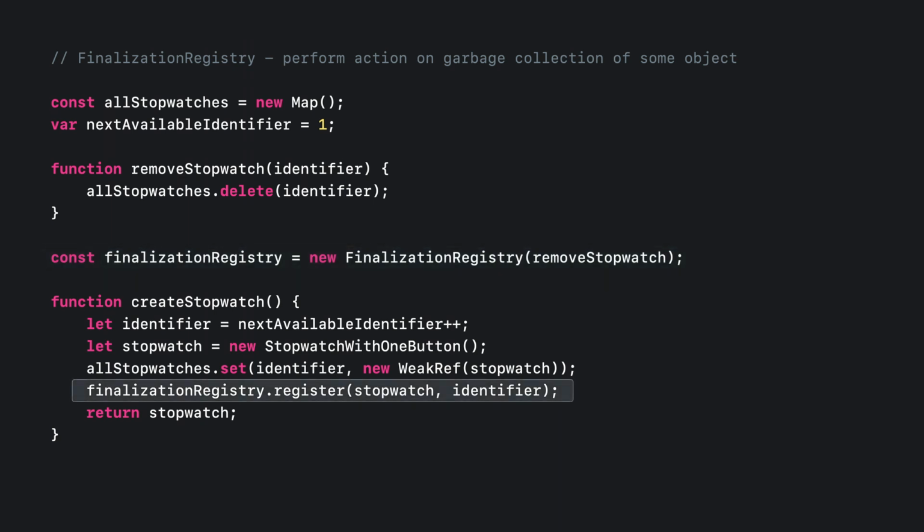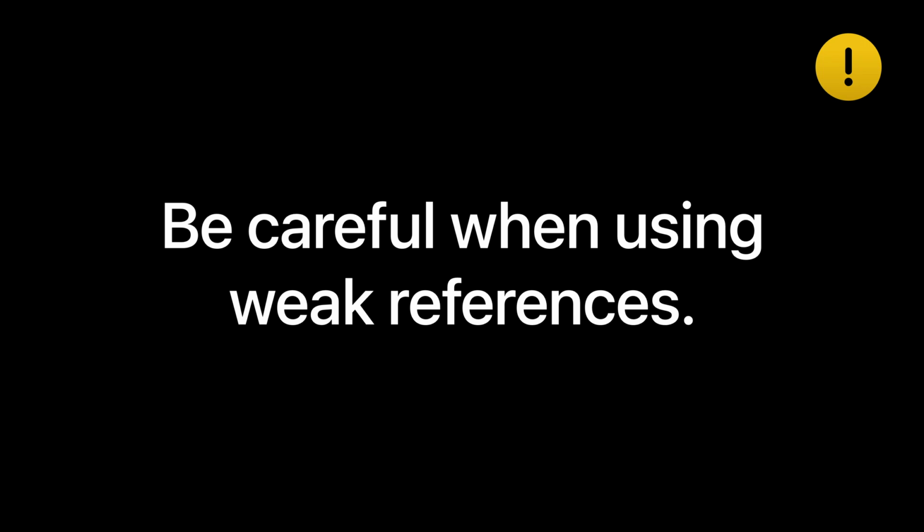Each stopwatch is bound with an identifier, so removeStopwatch knows which stopwatch to remove. Good. Now garbage collected stopwatches will be removed from allStopwatches. The usage of weak references sounds not that hard, right? But be aware that garbage collection in JavaScript is very complicated and there is a lot of uncertainty.